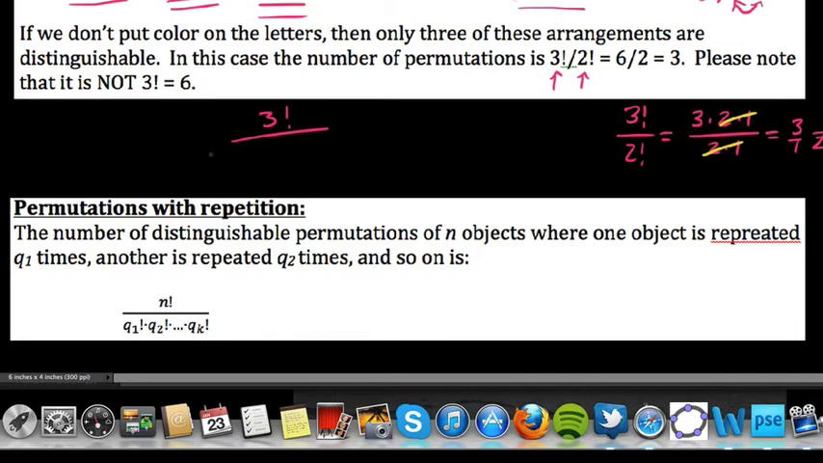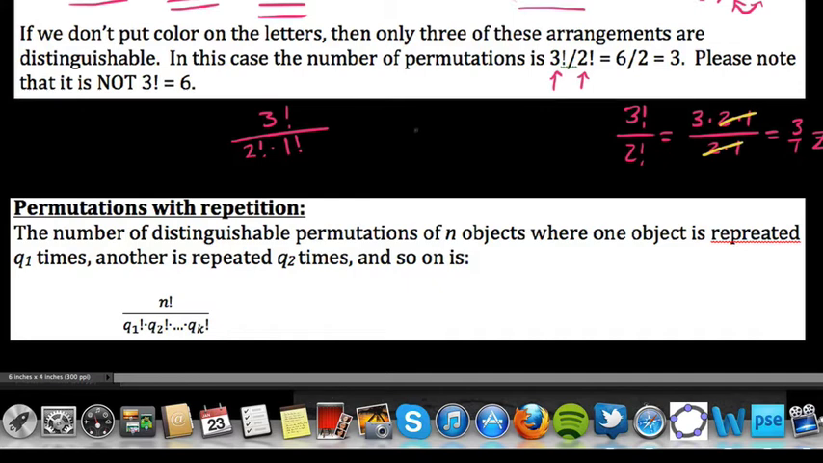So we say like the letter M. The letter M occurred twice. It was repeated twice. So we'd say, well, 2 factorial then goes on the bottom times. Now we say what other letters occurred? Well, the letter O occurred. How many times did the letter O occur? Letter O occurred once. So we say 1 factorial.